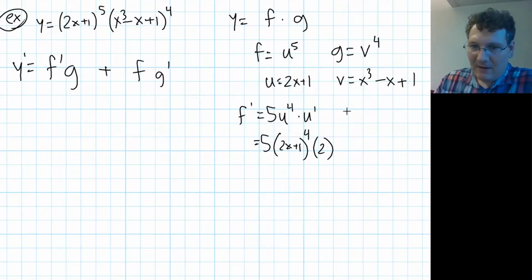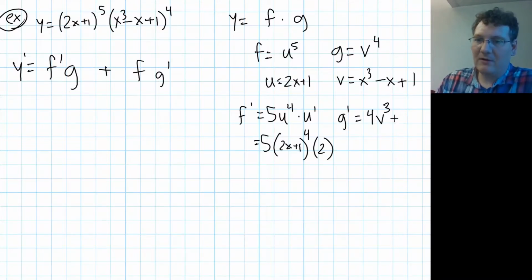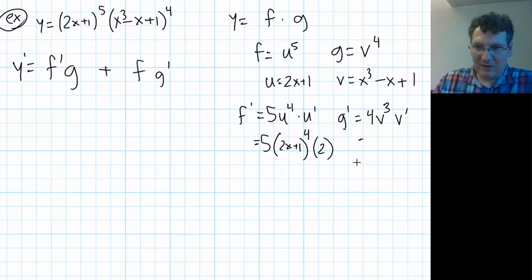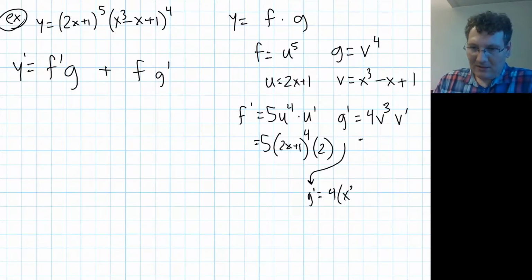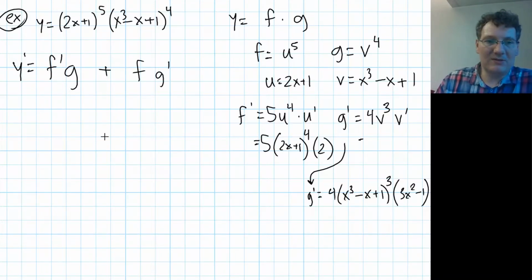And g prime is going to be 4v to the 3rd times v prime, and v prime is the derivative of that, x to the 3rd minus x plus 1. So that's going to be 4. I don't have a lot of room to write it there, so I'm going to write it down here. G prime is going to be 4 times x to the 3rd minus x plus 1, to the 3rd, times 3x squared minus 1. Okay, so this is everything I need to put into my derivative.